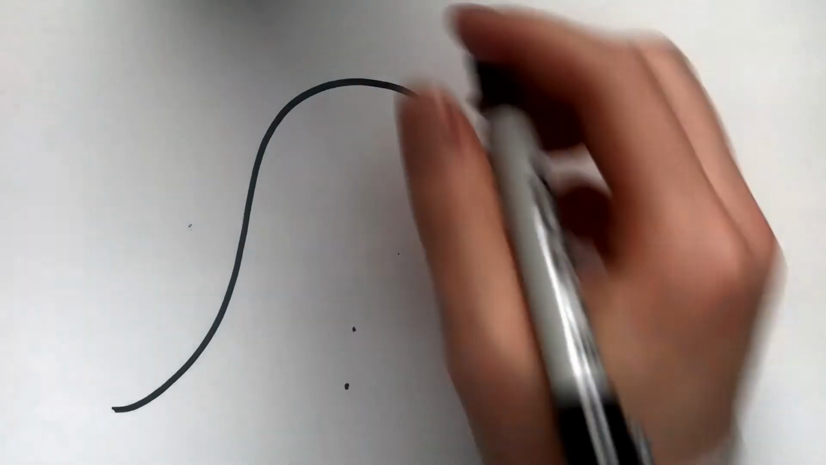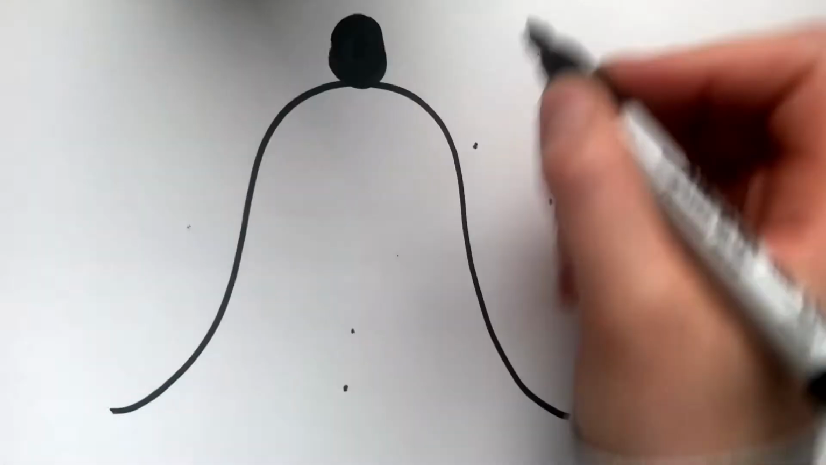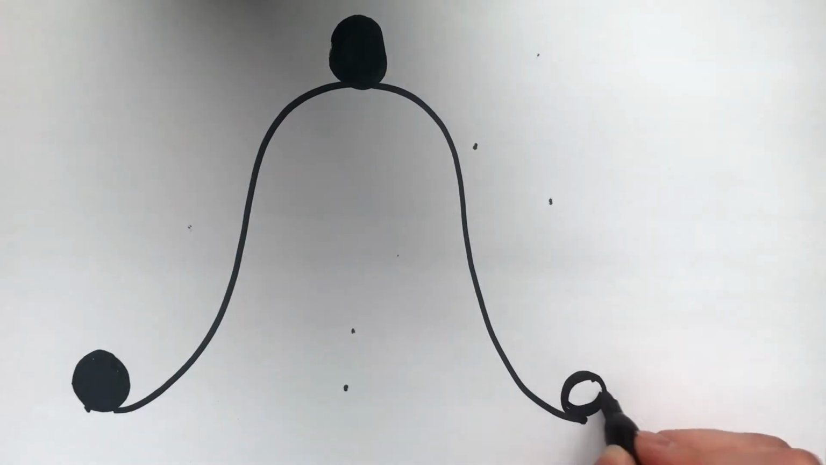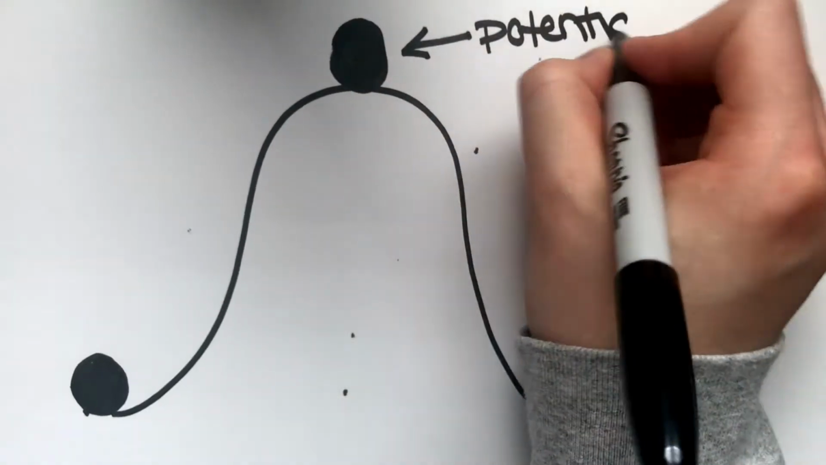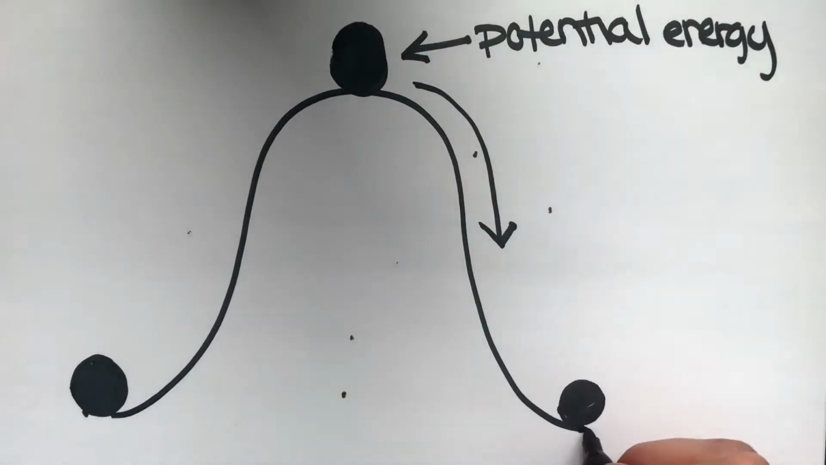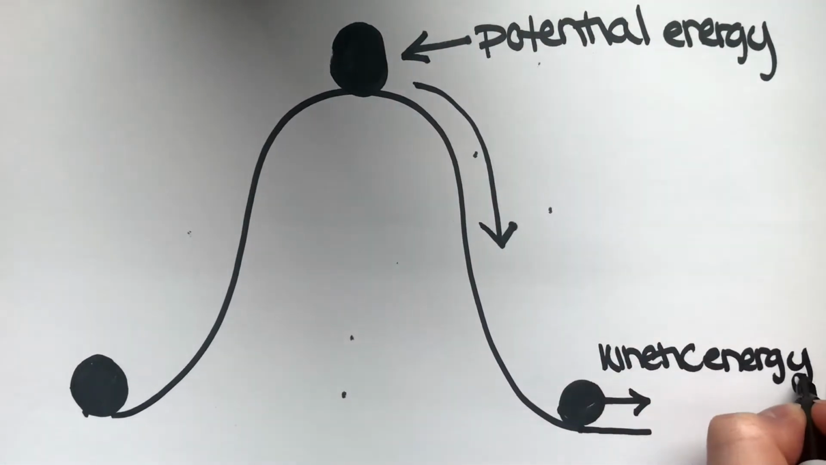Let's imagine a large hill with a ball at the top. The ball at the top of the hill contains gravitational potential energy as it's elevated from the ground. Once it rolls down the hill, that energy is converted to kinetic energy.